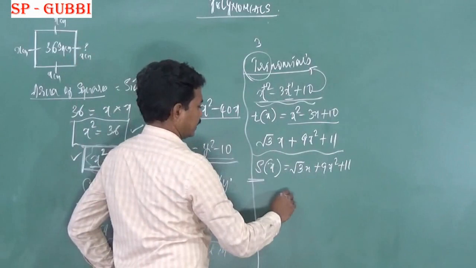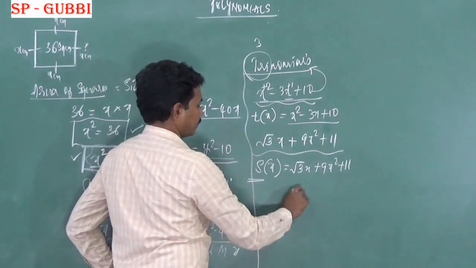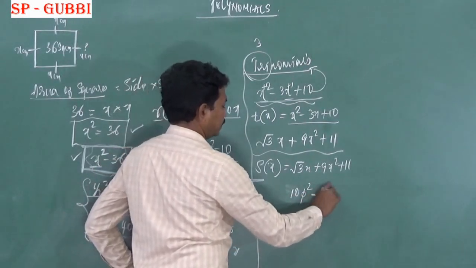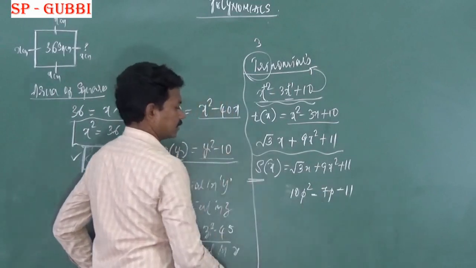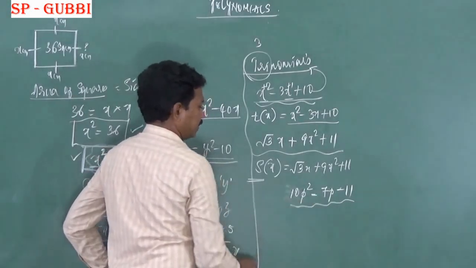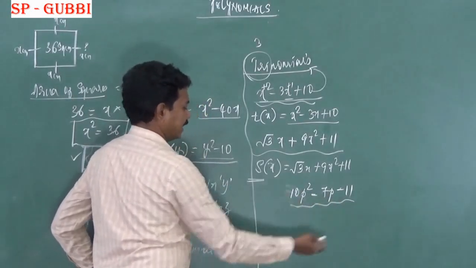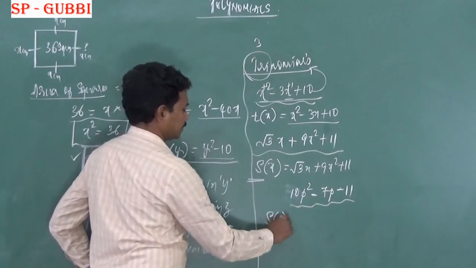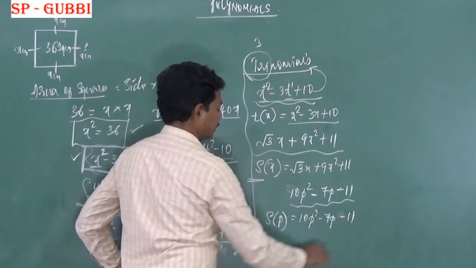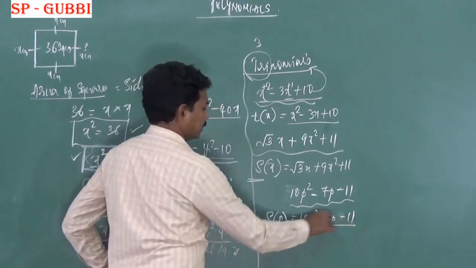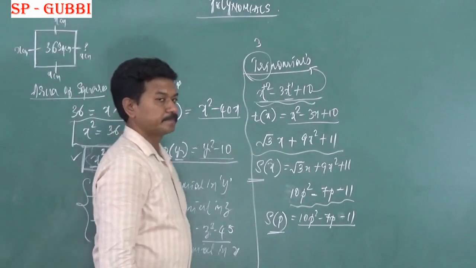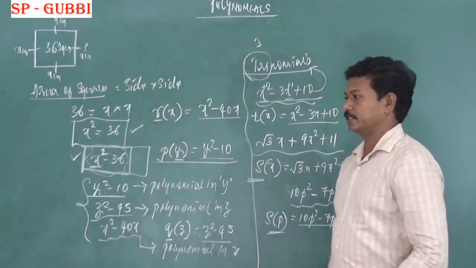We can go with this again. 10p square minus 7p minus 11. So this is another polynomial which is a trinomial. Here the variable involved is p. So if you call the polynomial s, this can be written as s of p is equal to 10p square minus 7p minus 11. So s is the name of this polynomial and p is the variable involved. So s of p is a polynomial, an example for a trinomial.